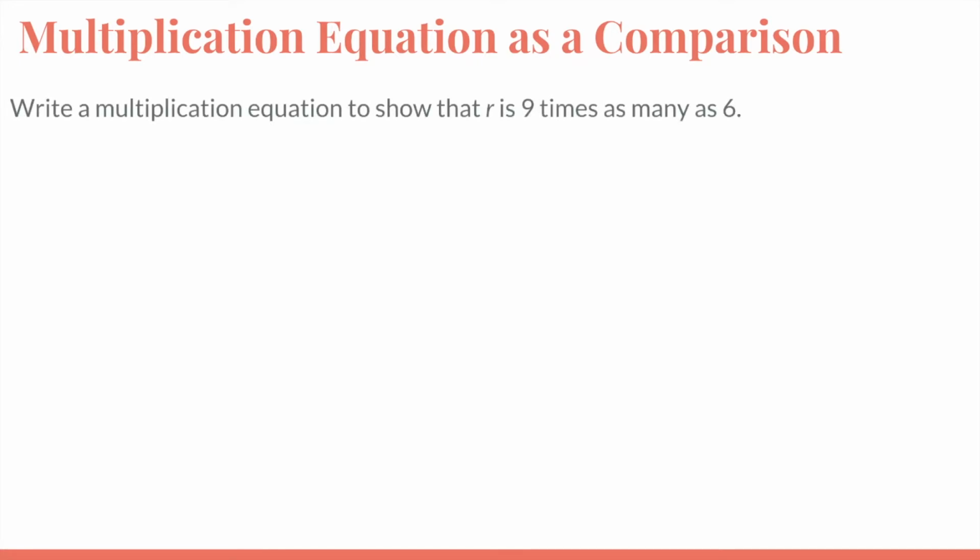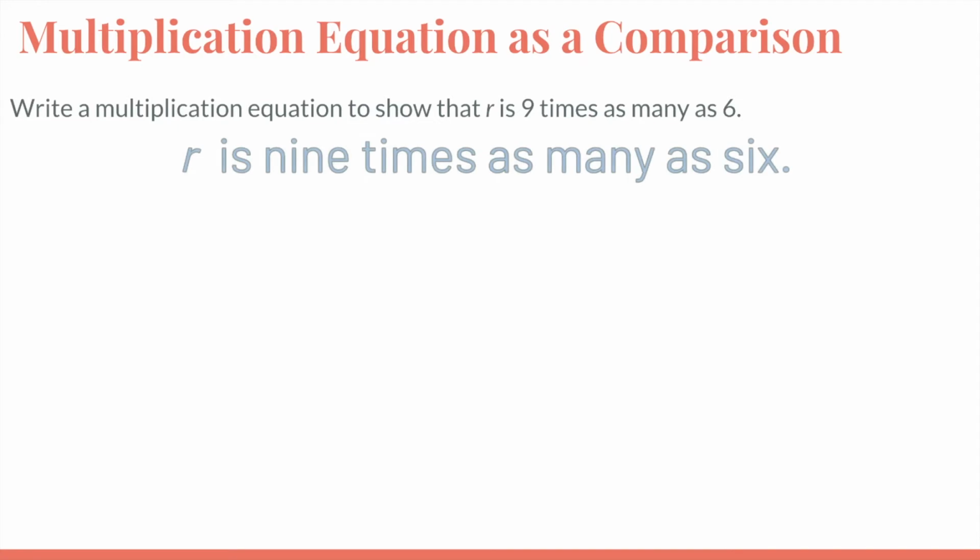Write a multiplication equation to show that R is 9 times as many as 6. Let's focus on that last part. R is 9 times as many as 6. Okay, so we know R equals 9 times as many as 6. 9 times 6. I think you're getting the hang of this. I think you're thinking this is too easy. Well, let's try one last one, maybe a little bit more difficult.